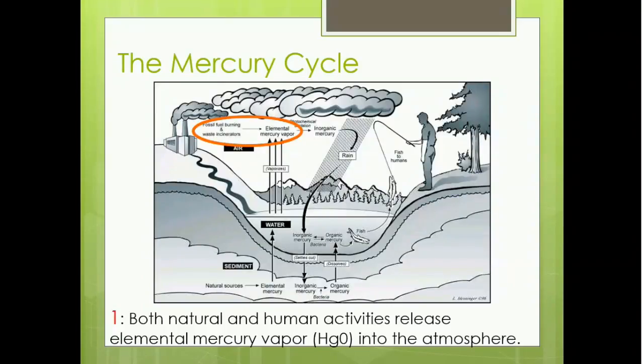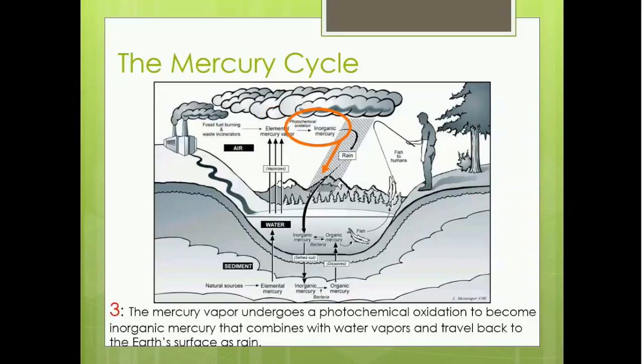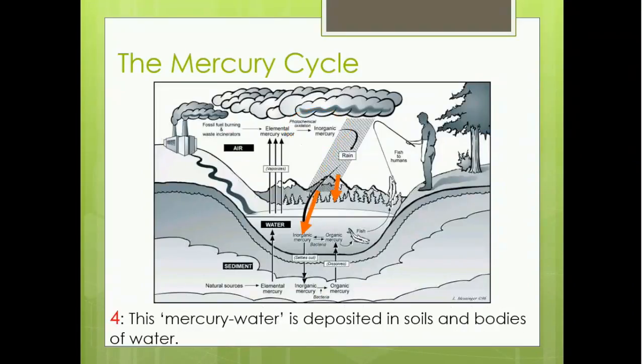The first step is mercury vapor release, either by natural sources like revaporization from water bodies or anthropogenic sources like fossil fuel burning. Once in the atmosphere, the mercury can circulate widely around the globe for up to a year, hence the worldwide dispersion. At some point, the mercury vapor is photochemically oxidized into inorganic mercury that combines with water vapor and falls back to Earth's surface as precipitation. The precipitation falls into soils and bodies of water.